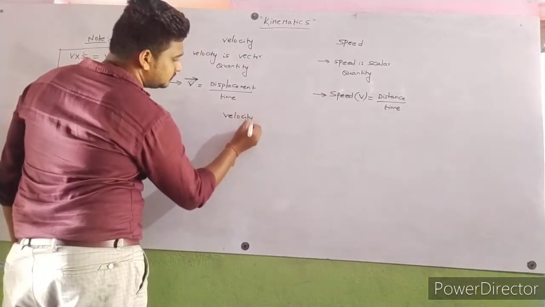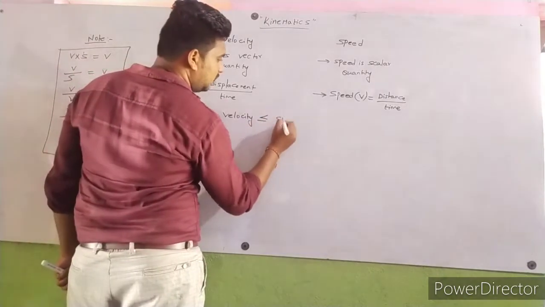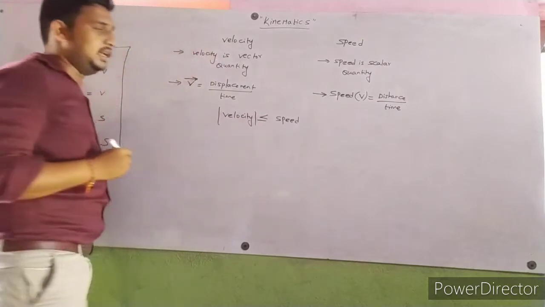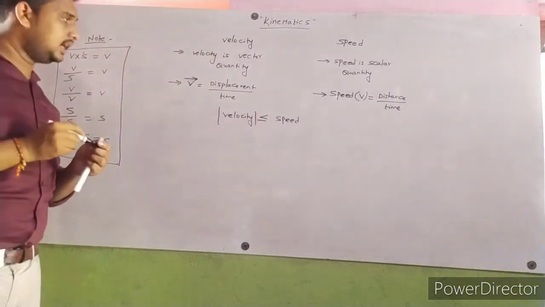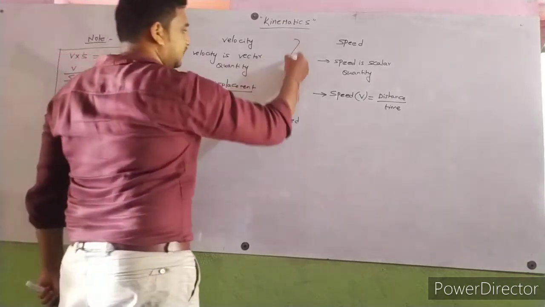Magnitude of velocity must be less than or equal to speed. So this is about velocity and speed and their differences.